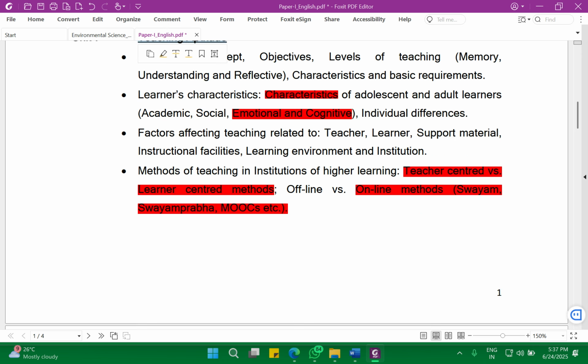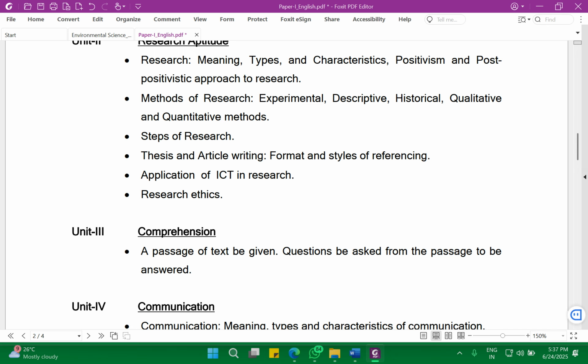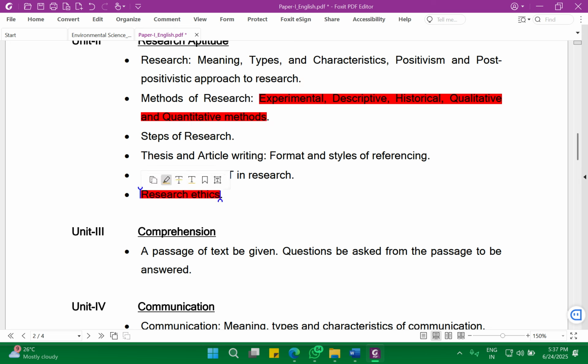And next thing is research aptitude. In research aptitude they may ask about methods, either quantitative or qualitative methods. So at least 2 questions may come from this. And in addition to that they may ask one question from ethics, and most of the questions may be from these topics: the methods of research, ICT, and ethics.